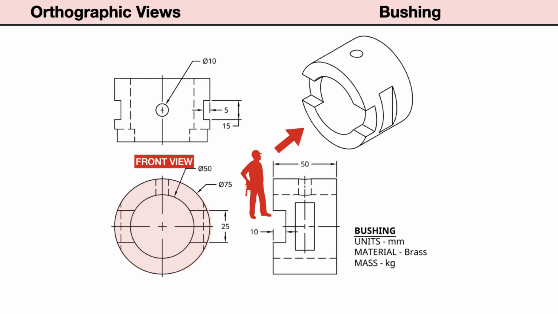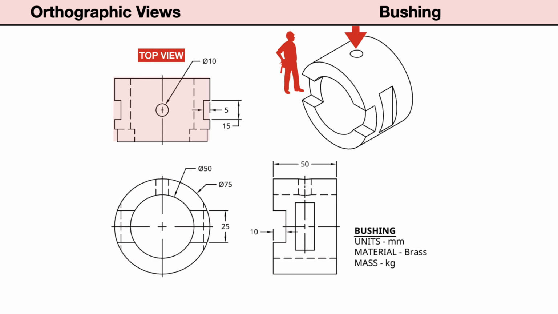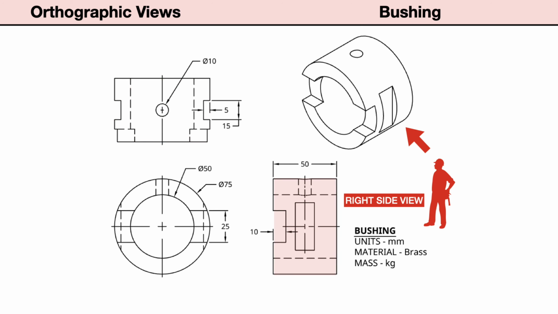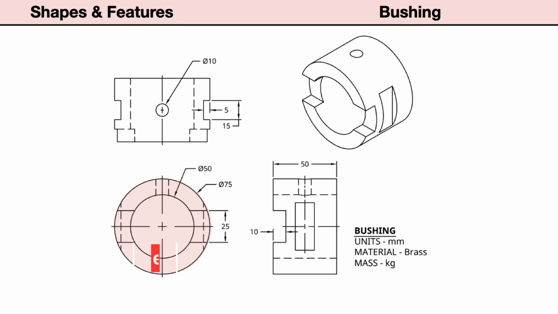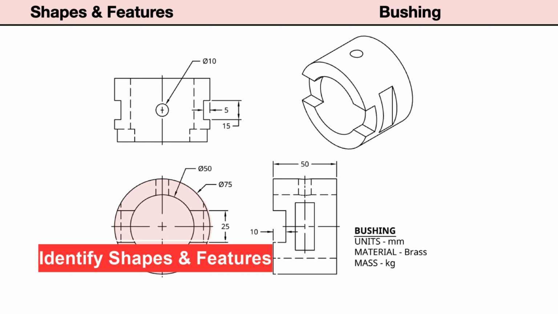In the lower left corner, the front view. Projected directly above the front view is the top view. Projected to the right of the front view is the right side view. When preparing to make a feature-based model, we need to identify the basic shapes and features.